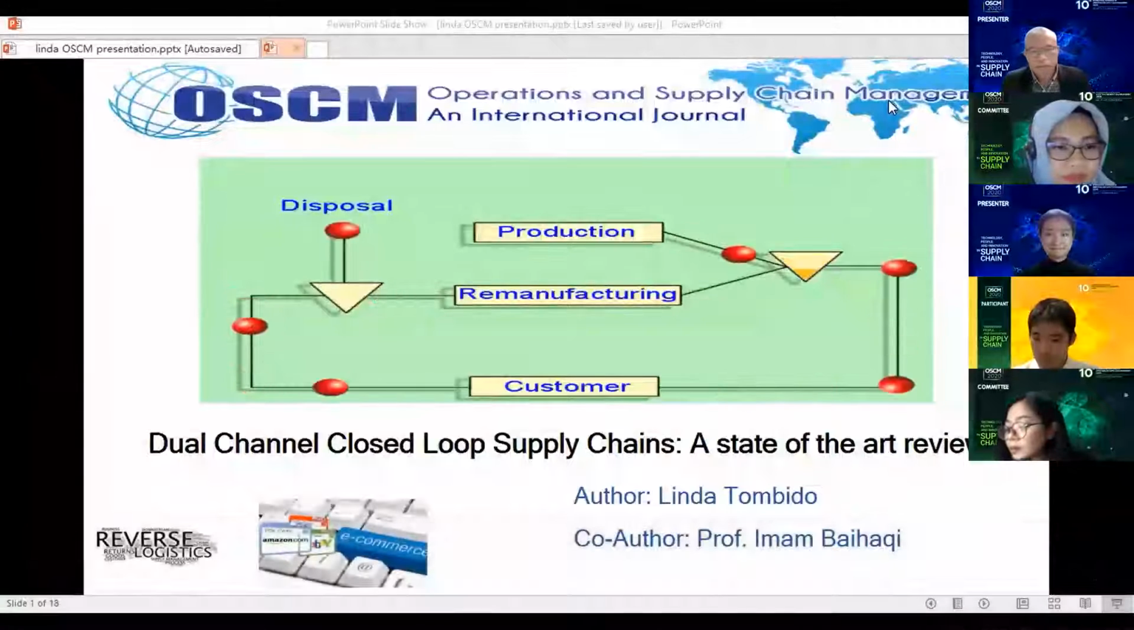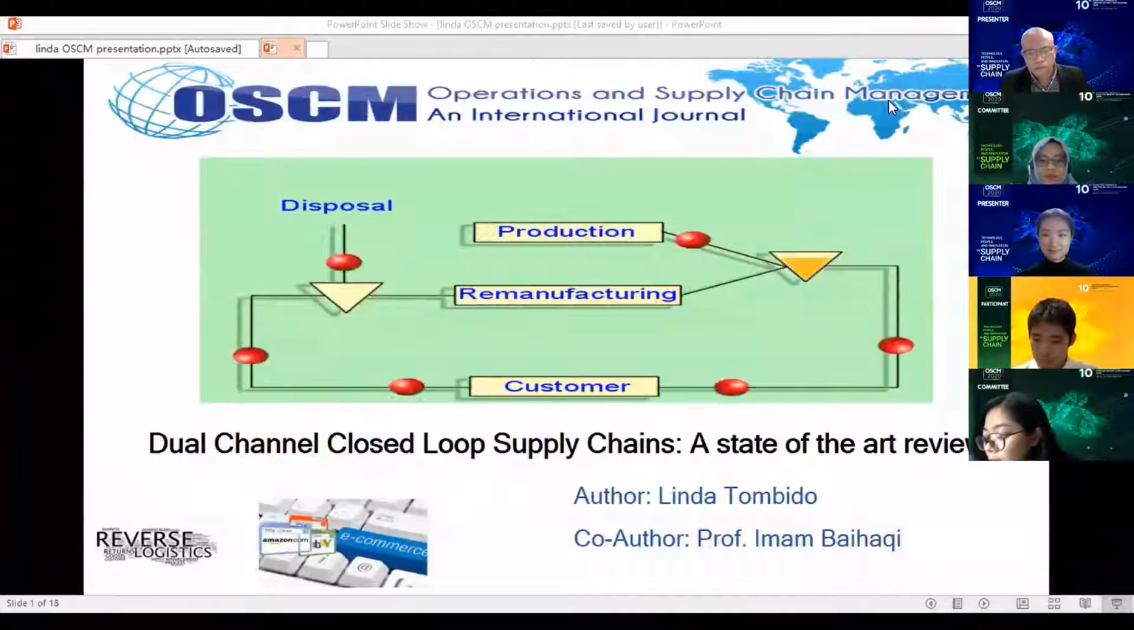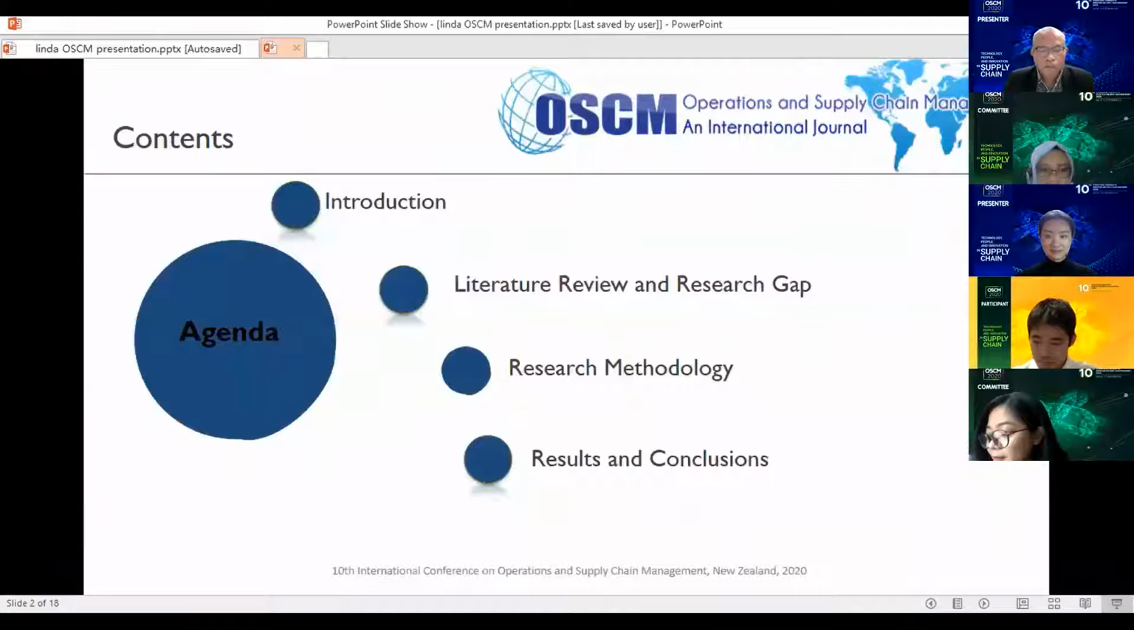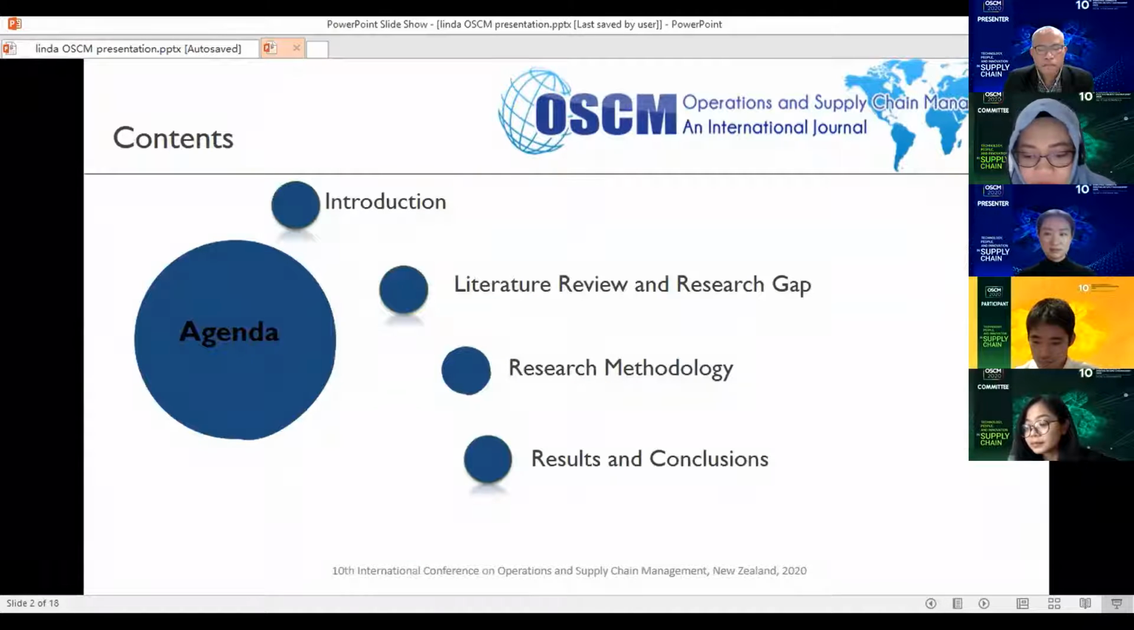Dual Channel Closed Loop Supply Chains, a state-of-the-art review, which I co-authored with Professor Imam Baihaqi. So in this presentation, I'm going to give you a little introduction on the background of my research topic, and then I'm going to do a literature review and identify my research gap. I'm going to also explain the research methodology that I used for doing this review, and I'm going to finally give you the results and the conclusions of my research.